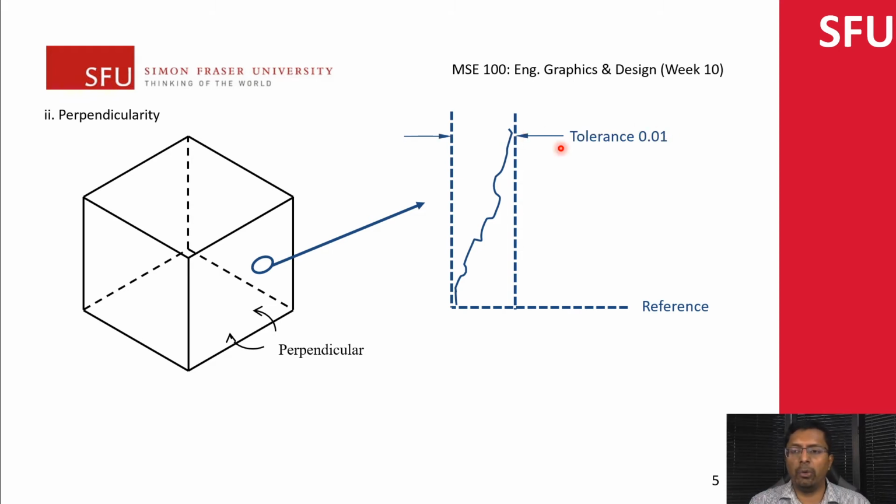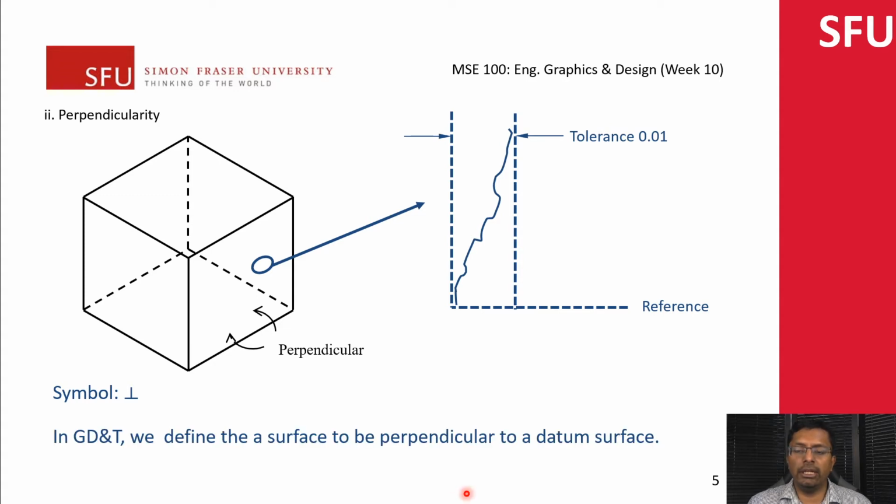If I want to specify the tolerance, I'm basically saying if I have these two perpendicular planes, I want to make sure that any variation, either in the waviness of this plane or the plane not being straight, all of it needs to fall within this tolerance value of 0.01. The symbol for perpendicularity is this perpendicularity symbol, and in the GD&T context, we have to specify a reference. This reference needs to be specified when you're specifying this perpendicularity tolerance.